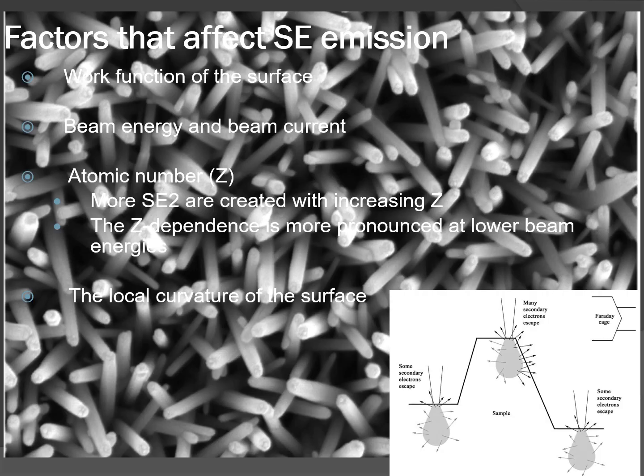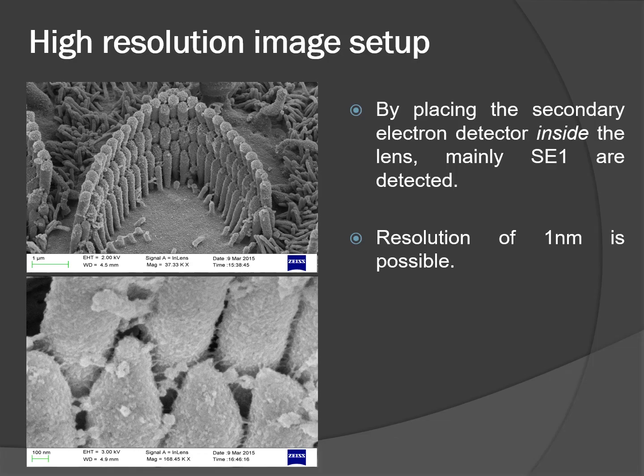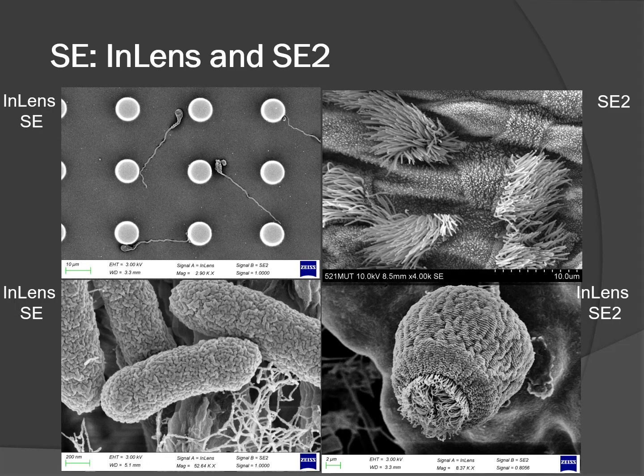Factors that affect secondary emission are the work function of the surface, if it's uneven, beam energy and beam current, and the atomic number. More secondary electrons are created with increasing Z. The Z dependence is more pronounced at lower beam energies. By placing the secondary electron detector inside the lens, mainly detecting secondary 1 electrons, a resolution of 1 nanometer is possible. Here we can see different types of in-lens and secondary 2 images.